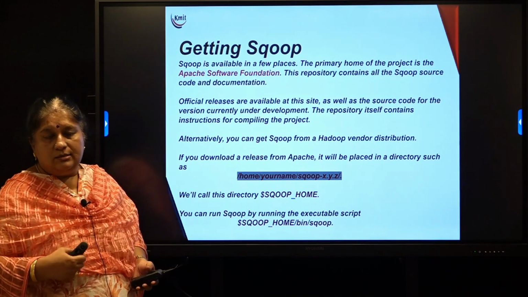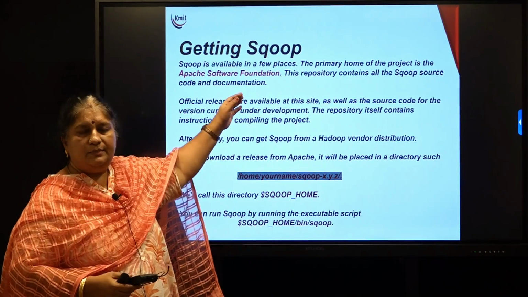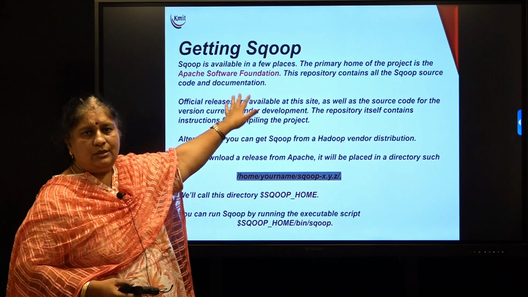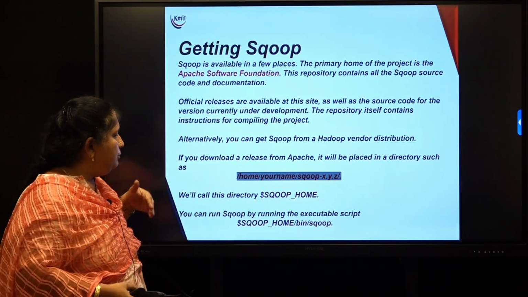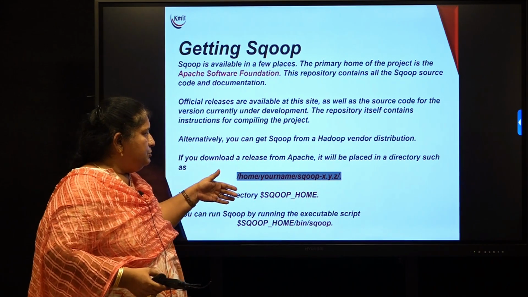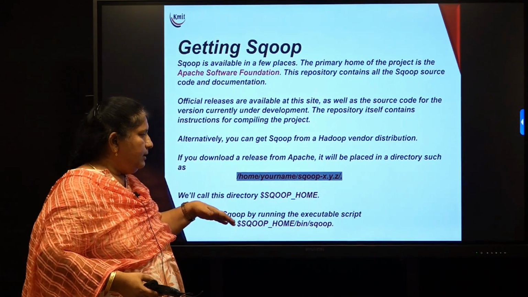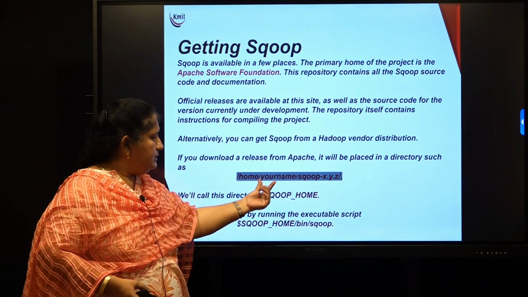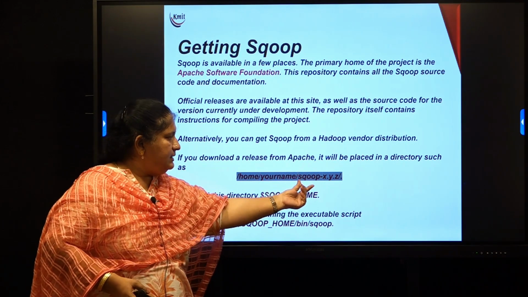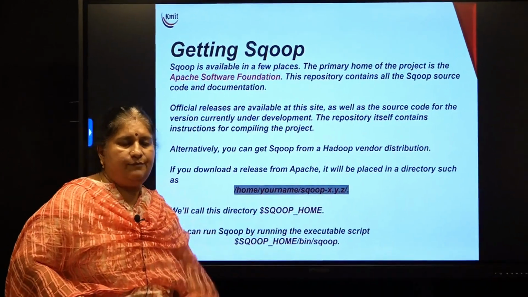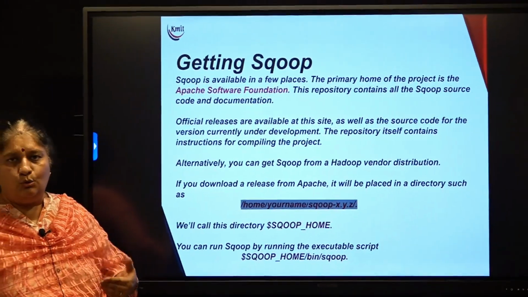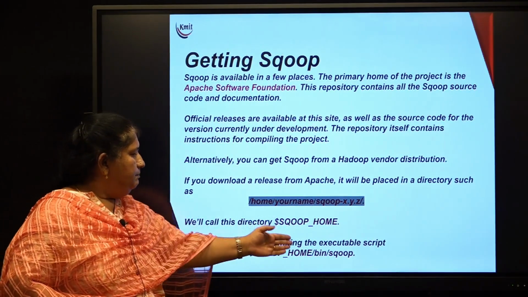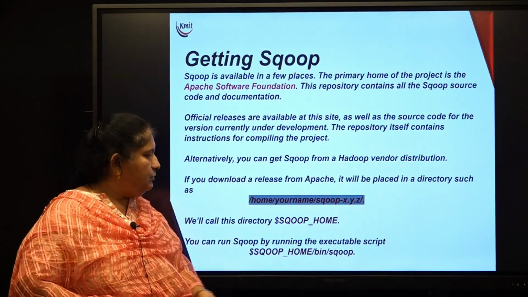Now, how can I install Scoop on my system? It can be taken from multiple sites. One such is the Apache Software Foundation home page, from where you can download Scoop. Whenever we download Scoop, we get the data and configuration files, everything, into the home directory of the user or system, in a folder scoop-x.y.z. This is the folder which we call the scoop_home. This is the default folder wherein Scoop will be placed. Apart from this, there is also a bin folder, in which we have the executable script Scoop.